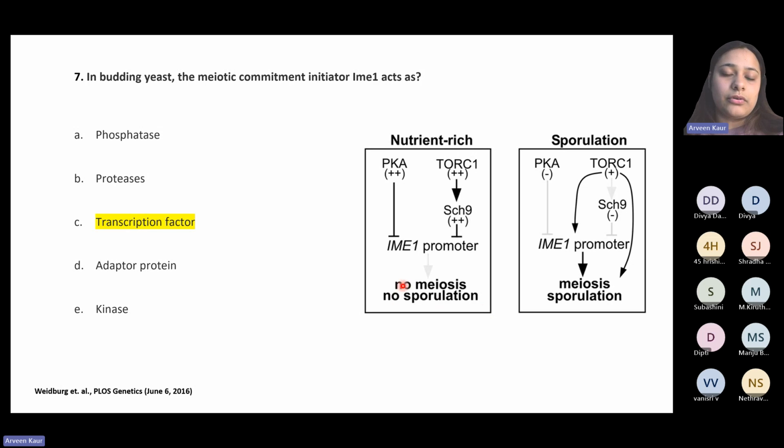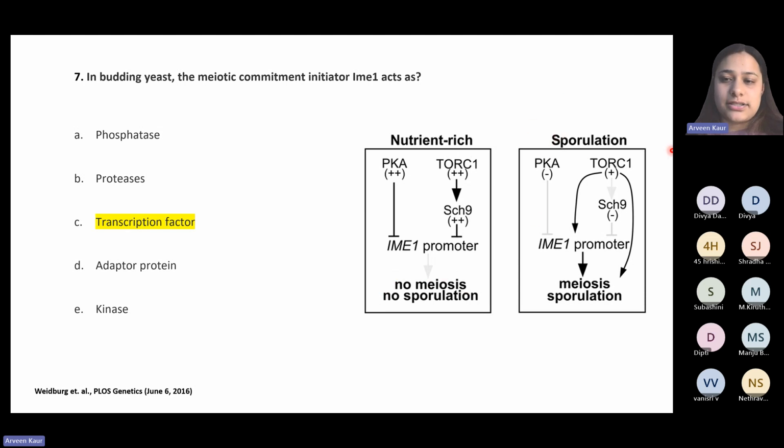Because sporulation is basically the formation and dispersion of spores. So spores will only be formed when meiosis occurs, right? Spores are haploid in nature, whereas the normal budding yeast is diploid, right? So if meiosis does not occur, sporulation will also not occur.